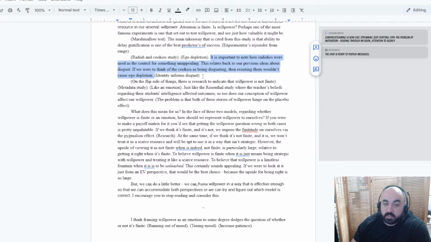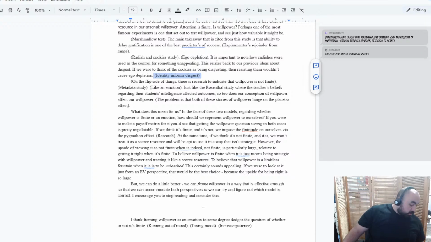Identity, to some extent, informs disgust. And so if we don't think of the cookies as an option or something that's tempting, then they're not going to cause a problem. Identity, as a key feature, informs disgust. An example would be a hairdresser, who would be disgusted by the notion of having a Barrett haircut. Another example might be a vegan who, if you put a cookie in front of them that they knew had butter in it, would not experience ego depletion in order to resist eating the cookie, because for them, eating the cookie is not a choice, and it might even disgust them.